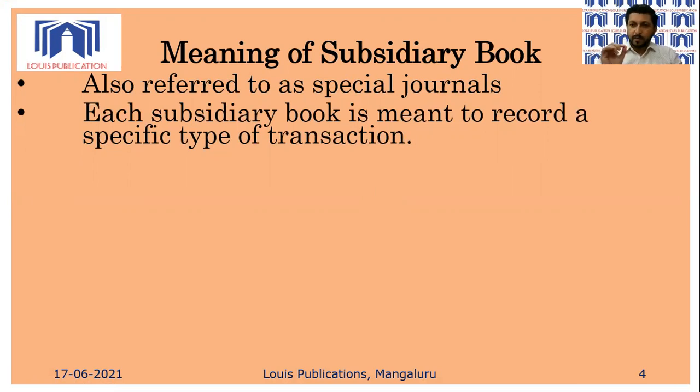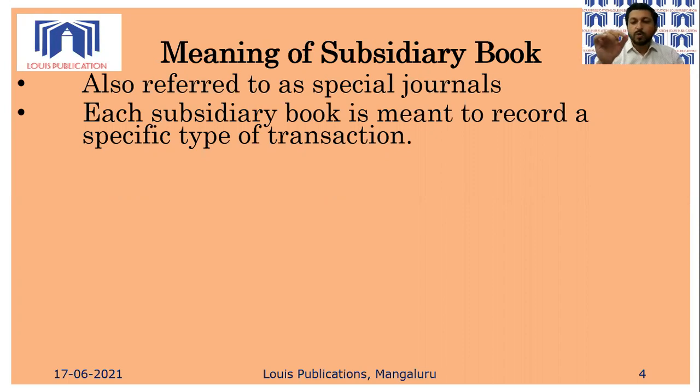For example, if I make a credit purchase of goods, I record it in a book called purchases book. If I make a payment or I receive money, I record it in the cash book. If I sell goods on credit, I record it in sales book. If I sell goods on cash, I record it in the cash book.